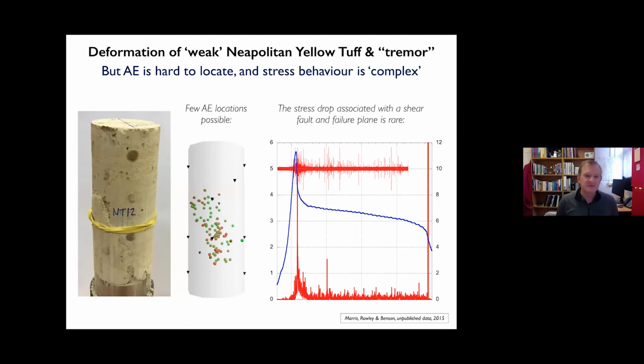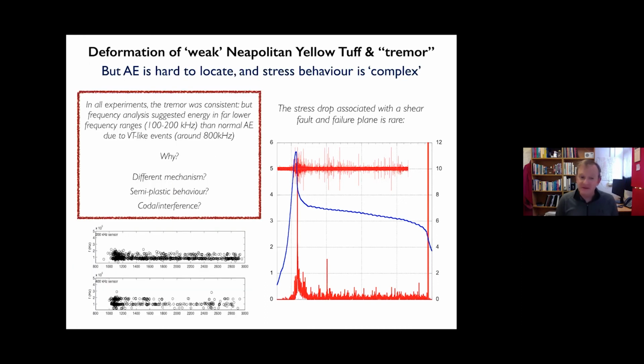But there are some problems. This is such a weak, low porosity material that it's very difficult to locate acoustic emission in detail. So one of the few experiments that worked was this one. You can see the fault zone, and here are some acoustic emission locations. But nonetheless, we persevered.